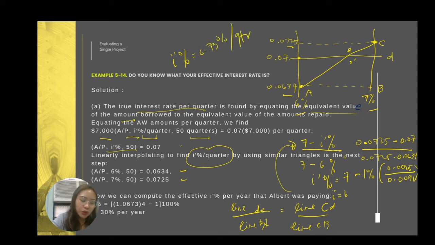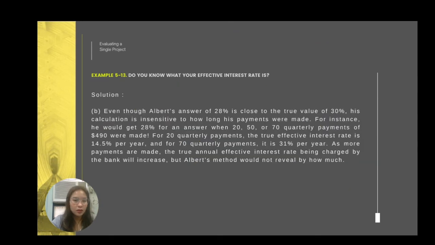So, we can compute the effective I percent per year that Albert computed. After that, what's next? What do we compute? Sorry, it's here. We can compute it using the formula. So, that would be 30% per year. 30% per year. Next is the solution for letter B. Sorry, I distracted myself.